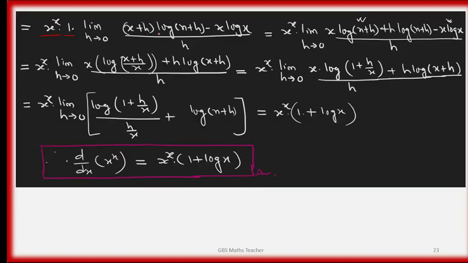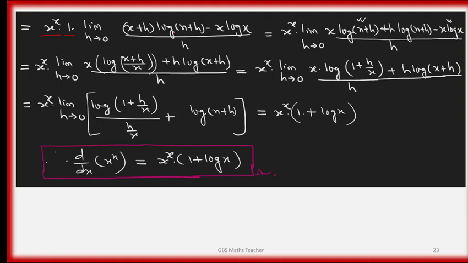Now what is y? The y is (x+h) log(x+h) − x log x, all over h. That is what we supposed as y. So x to the power x stays as it is. Then here you can open the bracket: x times log(x+h) plus h times log(x+h), minus x log x, over h.